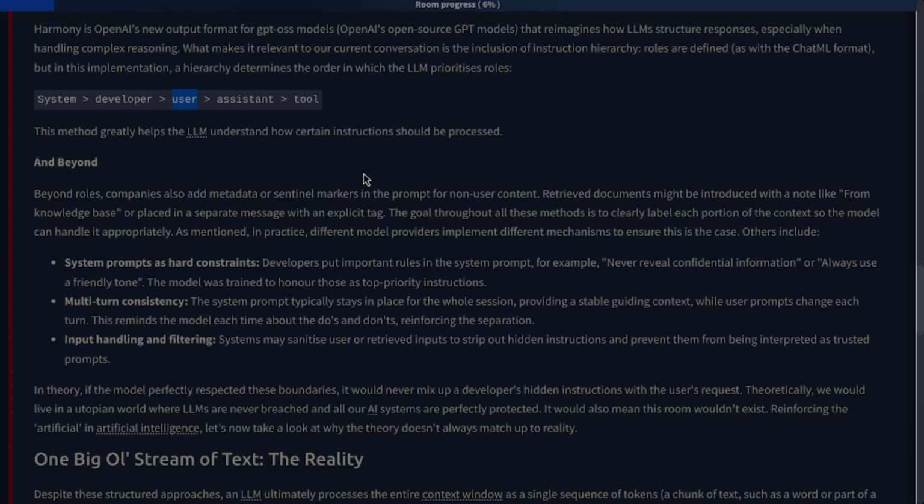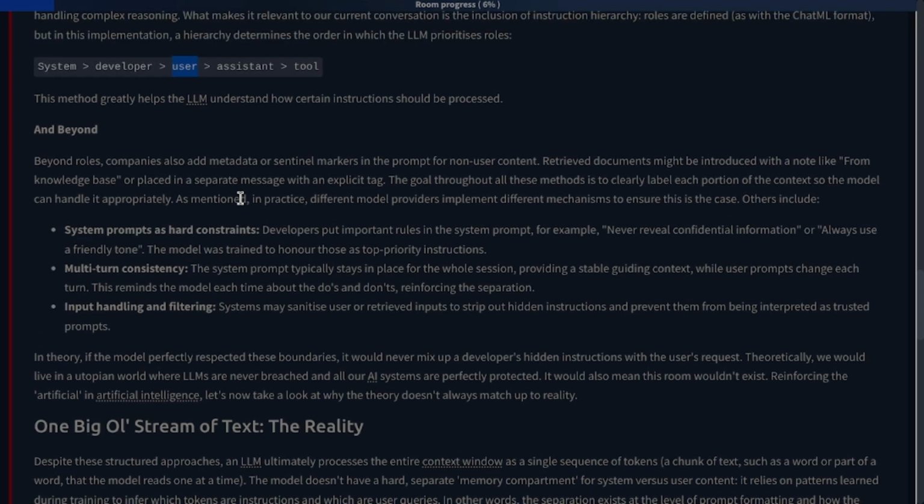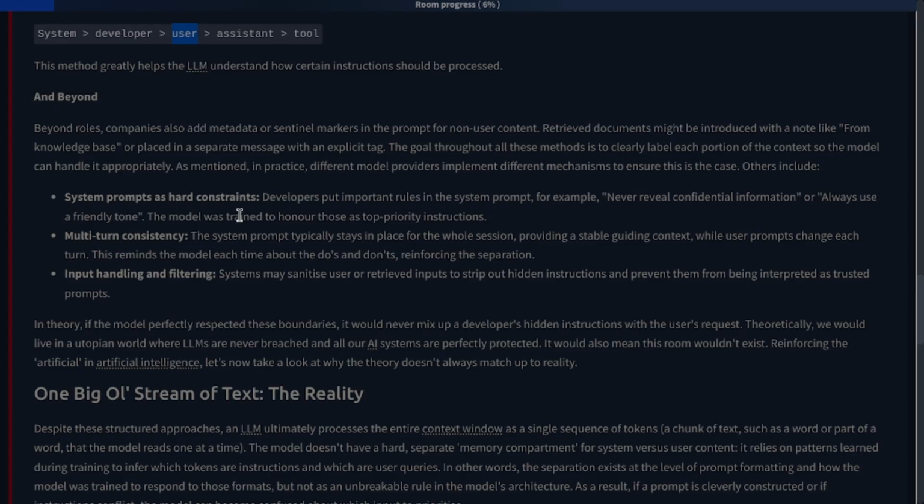So the large language model wouldn't give it to the user because the user doesn't have the relevant authorization or priority. The system level is the highest priority. If any system level task is there, it would have the most access. And any developer having system level access can just edit the system prompts, for example, always use a friendly tone. The model was trained to honor these as top priority instructions.